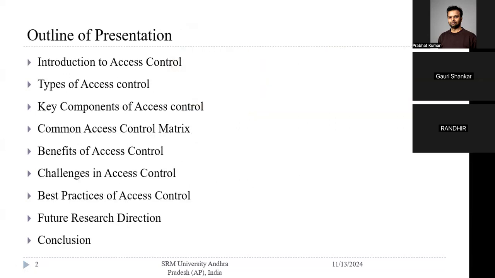Yeah, now, so this is the outline of the presentation. What is access control, types of access control, key components of access control, and the common access control matrix, benefits of access control, what challenges come in access control, best practices we can use for access control, and what the future research directions in access control are, and then finally we will discuss the conclusion of access control.